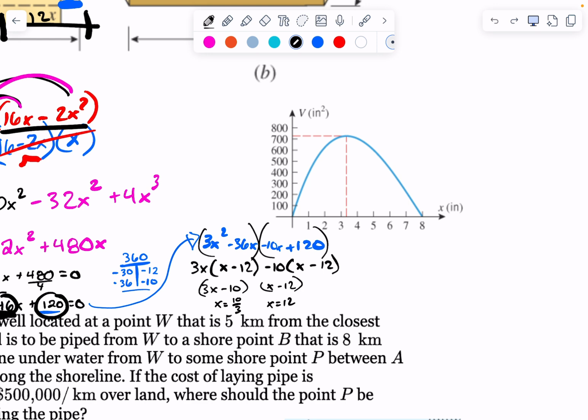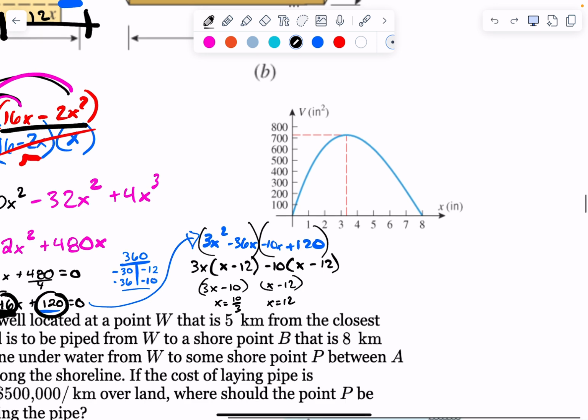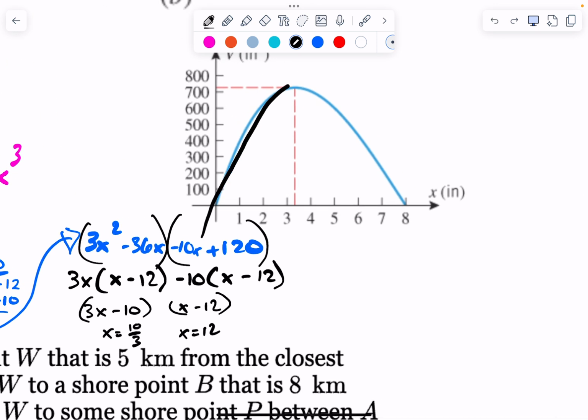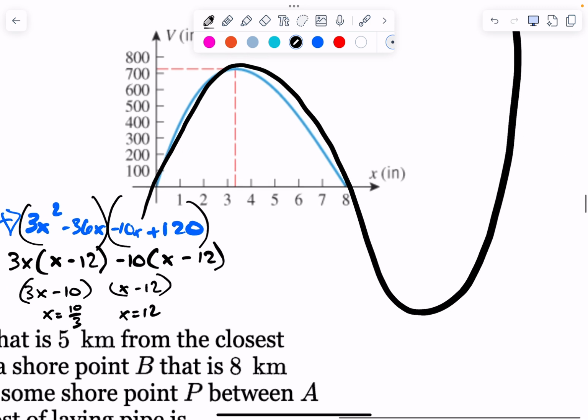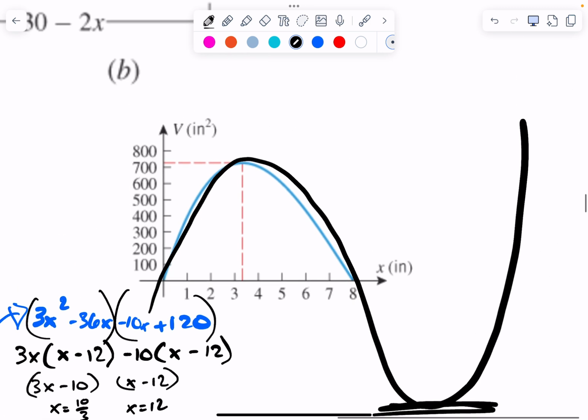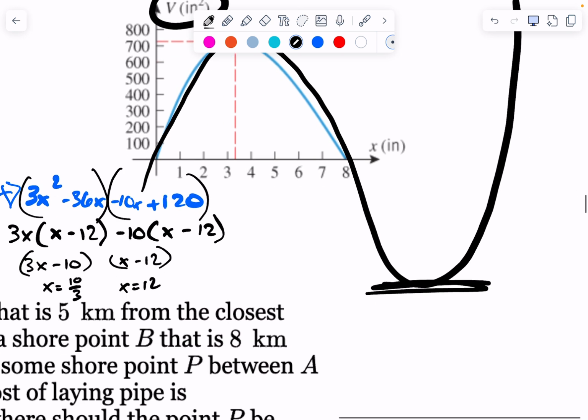What's happening to this thing, since this was a cubic function to begin with, it looks like this, right? That's what it's doing. It's just that down here is going to yield us a negative volume. Does that make sense? We don't want a minimum anyway. And that's at whatever, 12 right here. 12 is going to yield us a negative volume.